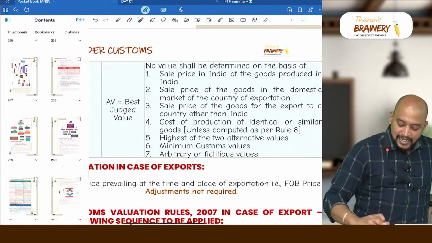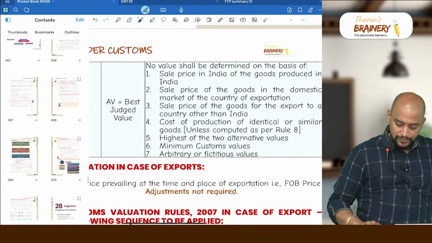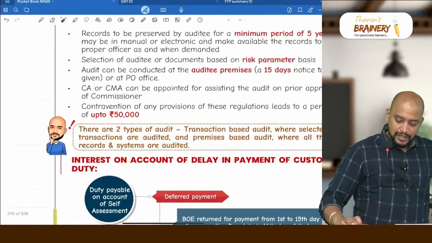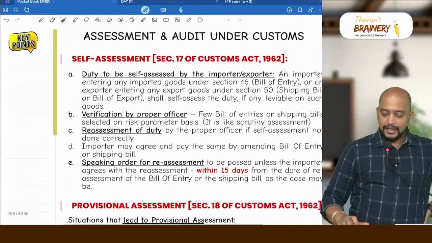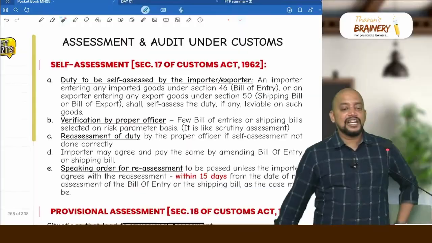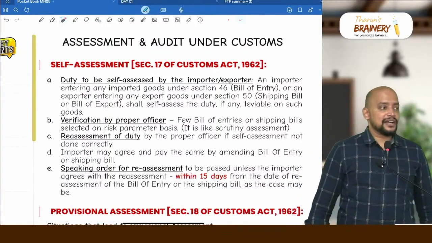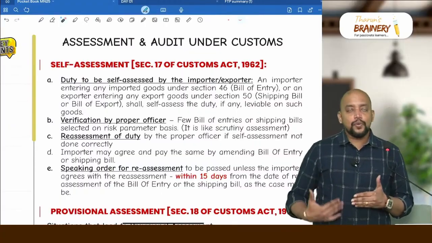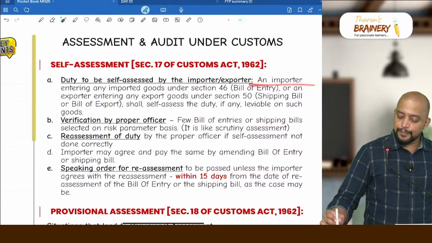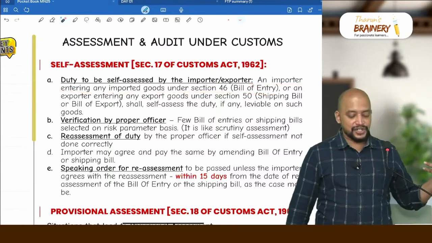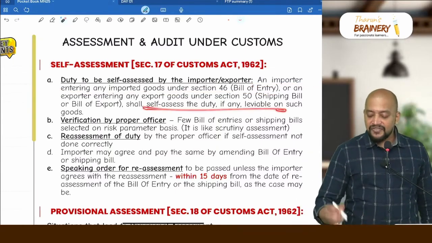You can see self assessment, which is on page number 256. Page number 256, self assessment under customs, section 17 of the Customs Act. These two are connected because what happens is that first the bill of entry will be filed by the importer. So an importer entering any imported goods under section 46, that is the bill of entry, or an exporter filing a shipping bill, shall self assess the duty.